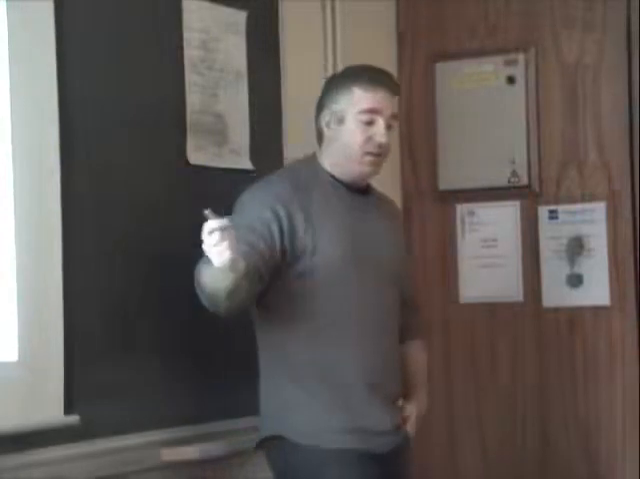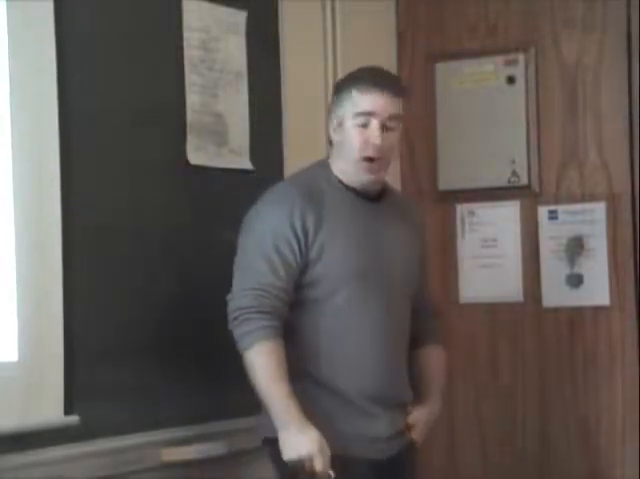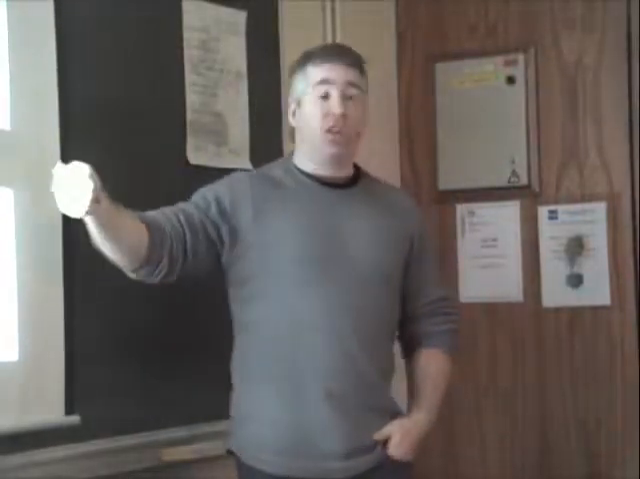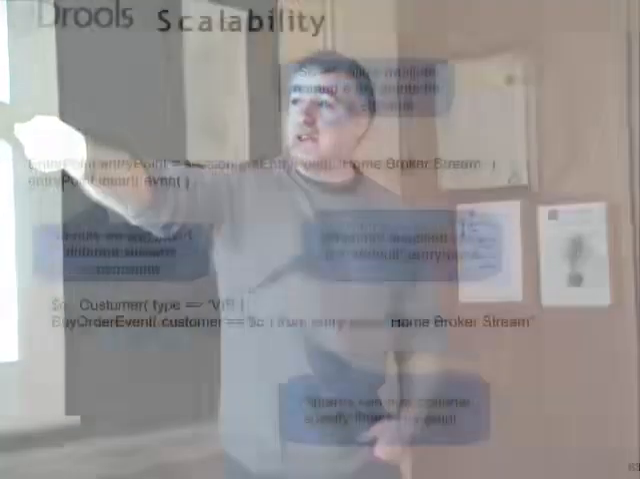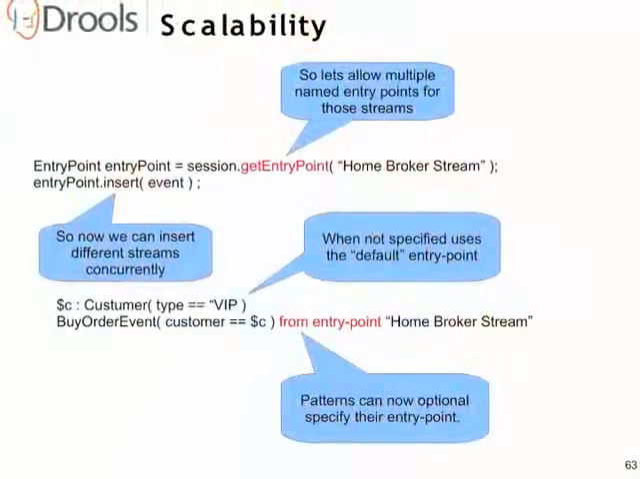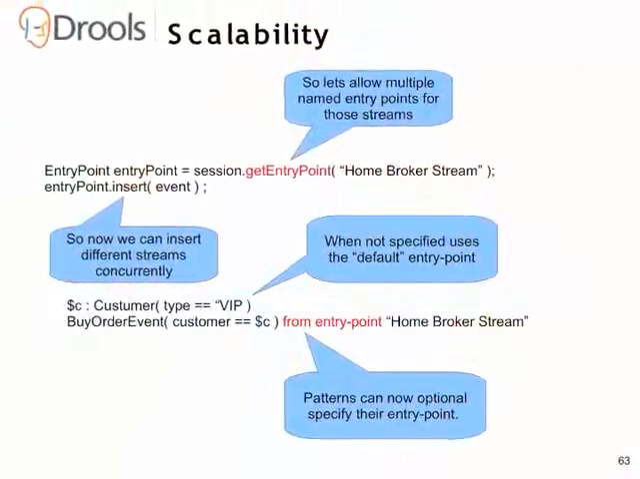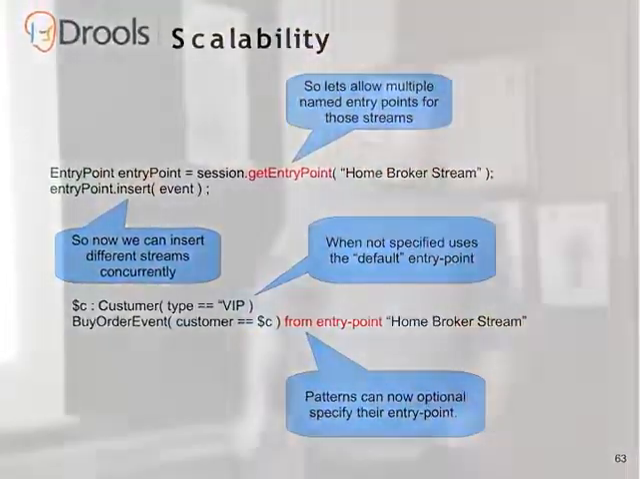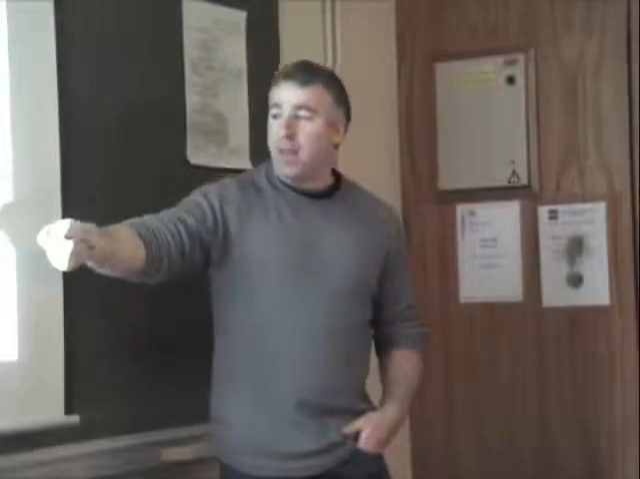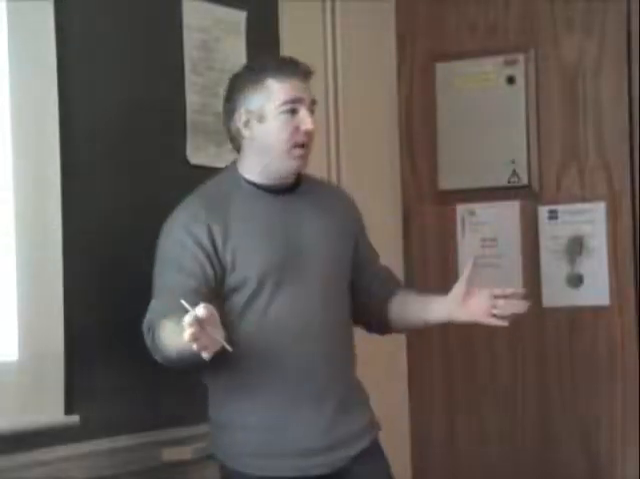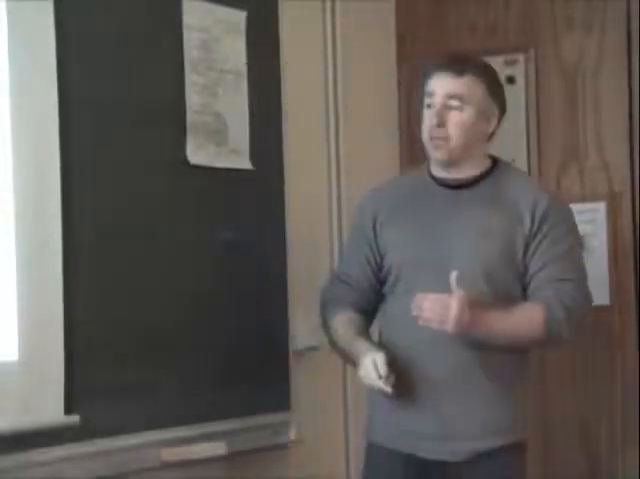So here we have the home broker stream. That will be connected up to JMS or to HTTP or whatever you want, and I have a little producer-consumer which will effectively insert it into this named entry point. So that's on the API side. On the language side, we can now have a pattern from an entry point. So this pattern here doesn't filter everything that's in the working memory. It only filters stuff that's on this stream.